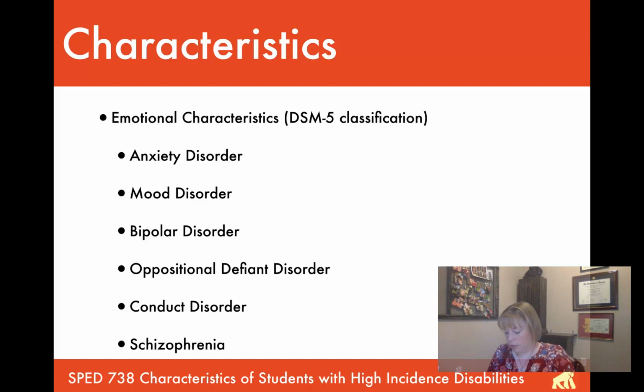And then schizophrenia is probably one that you have heard about before, but this involves hallucinations and some things like that. It's very much an emotional disorder that's classified typically by a physician through the DSM-5 with really specific things that they are looking for when they believe a student has that.